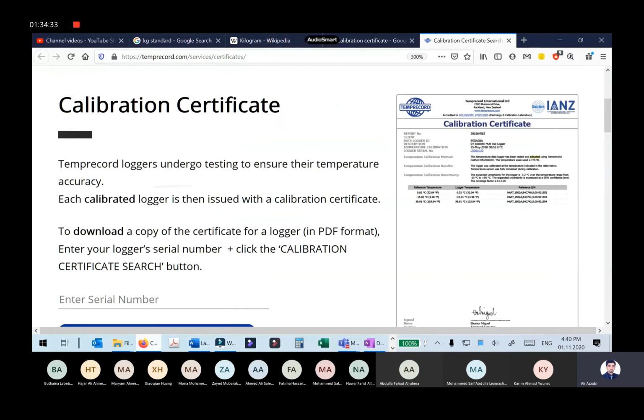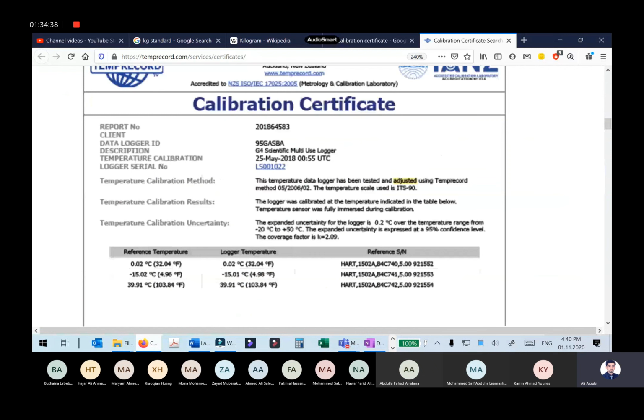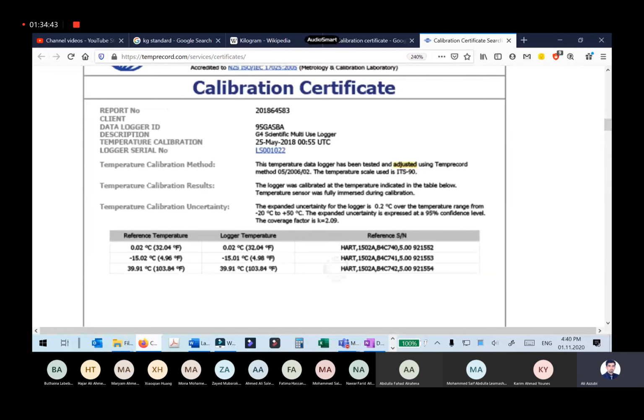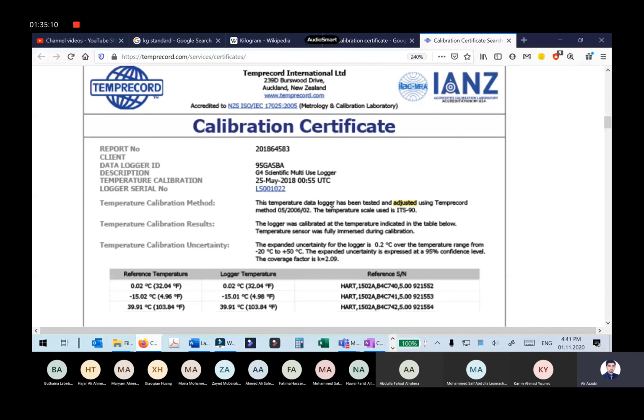Okay, maybe I can zoom to this. Yeah, for example, here I can see this is what is this? A calibration certificate. This is my calibration certificate, and it says that your reference temperature was 0.02 degrees Celsius. So apparently this is a temperature sensor, at that sense, you had the. So I think this is not a sensor. This is a logger. Okay, so your data logger.